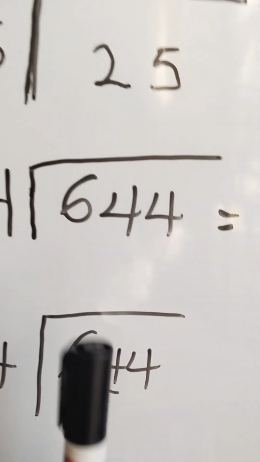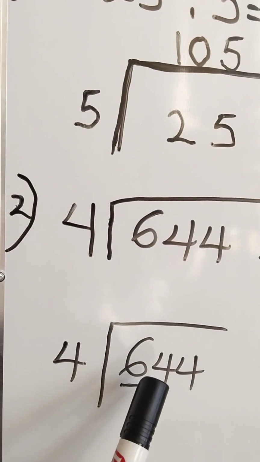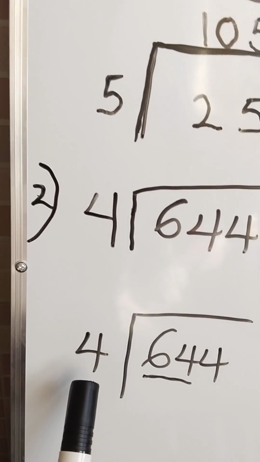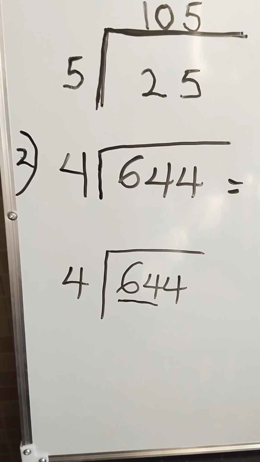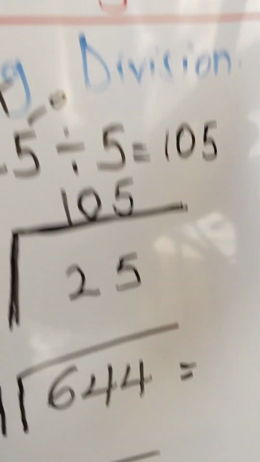We are going to say 64 divided by 4 because it is the 2 digits. So we will get 4 balls, 1, 2, 3, 4, and we are dividing 64 among them.